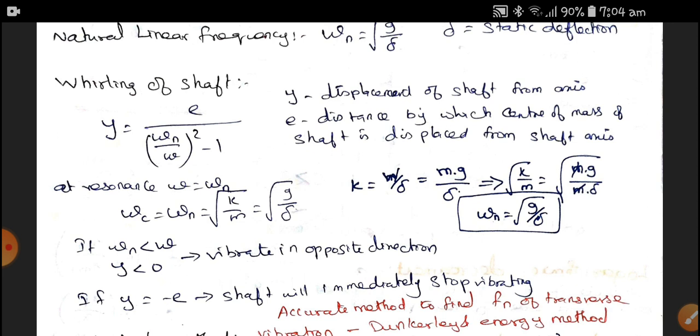We know that k is equal to load by deflection, where the load w, the weight, becomes mass into gravity, divided by deflection. Therefore, instead of k by m, if we substitute mg divided by m into delta, then the transverse vibration formula becomes omega n is equal to square root of g by delta.